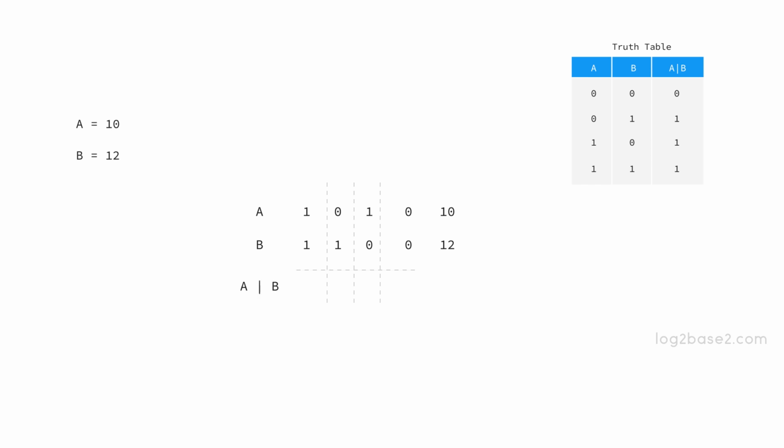Take the first pair of bits, which are 0 and 0. Using the truth table, we don't have any value equal to 1, so we get 0. The next pair is 1 and 0, so we get 1, and next is 0 and 1, so we get 1 again. Finally we have 1 and 1, so the operator returns a 1. The result of the bitwise OR operation between 10 and 12 is 1110, which is equivalent to decimal 14.